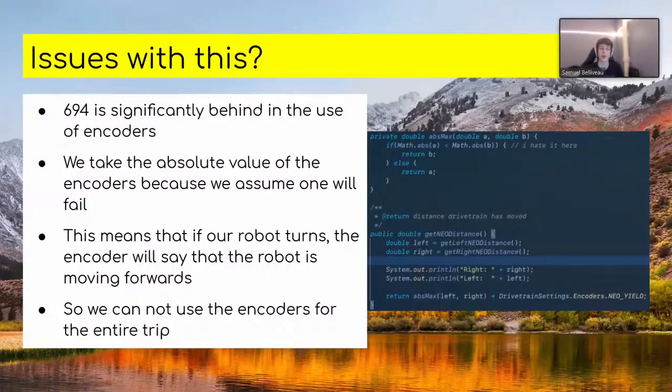For example, if the robot were to turn to the left, although it might not have moved forward, the way we have our encoder set up would report that our robot would be moving really quickly forward. So we can't use the encoder values for too long because the way that we program them, at least, has some significant issues. But if you were to take the average instead of the absolute value, a lot of these issues would go away.